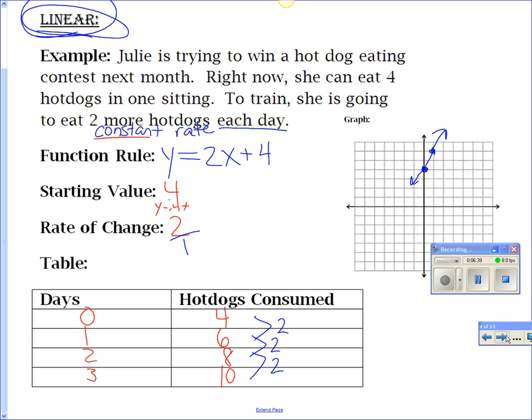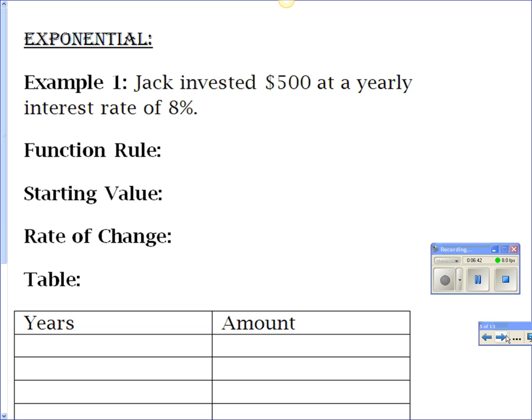Okay. Now, an exponential example. Jack invested $500 at a yearly interest rate of 8%. Okay, so it is a percent, so that's going to make it exponential. So the first thing that goes in exponential is your starting value. That's what you always put first. So how much is he starting with? 500. So you put a 500 right there. In exponential, we don't put a plus or a minus. We put a parentheses.